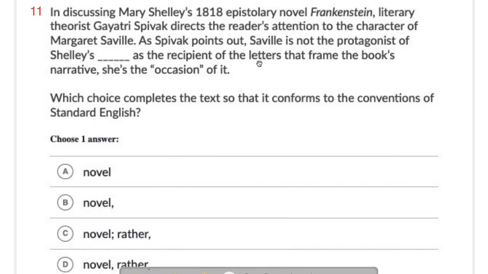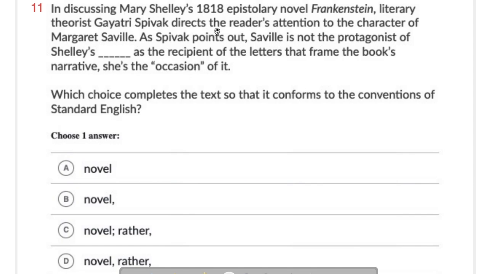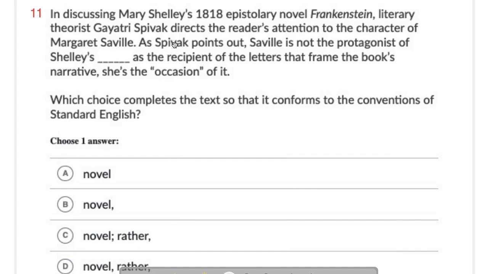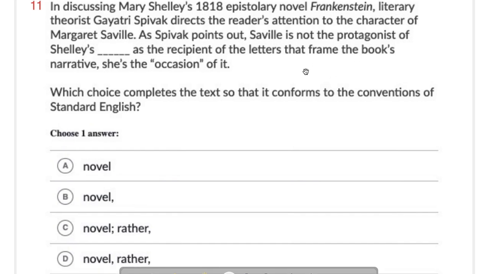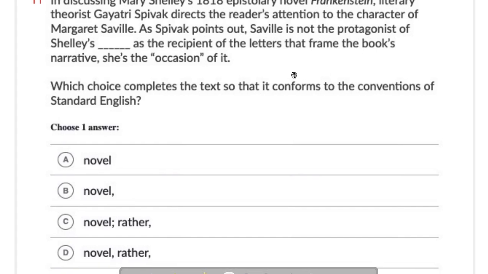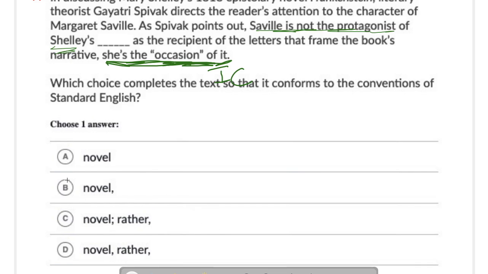In discussing Mary Shelley's novel Frankenstein, blah, blah, blah, literary theorist so-and-so directs the reader's attention to the character of Margaret Saville. As Spivak points out, Saville is not the protagonist of Shelley's blank. Blah, blah, blah. She's the occasion of it. So as in the previous one, we've got an independent clause here at the end. We have an independent clause here as well. We can't just join them with a comma, let alone no punctuation. We need a full stop, period, or semicolon. Here it's going to be a semicolon.